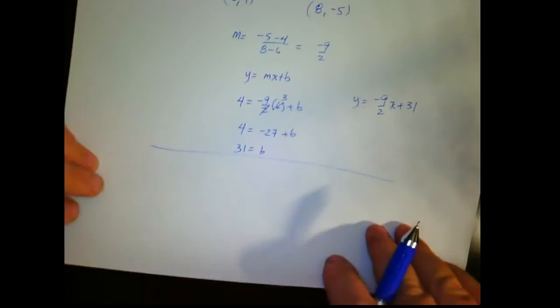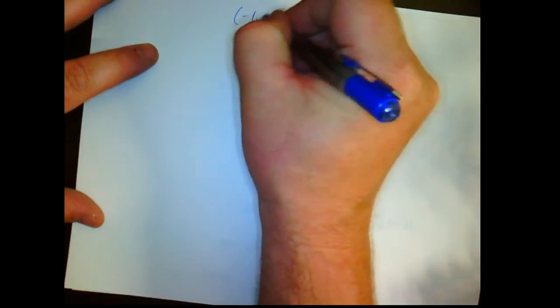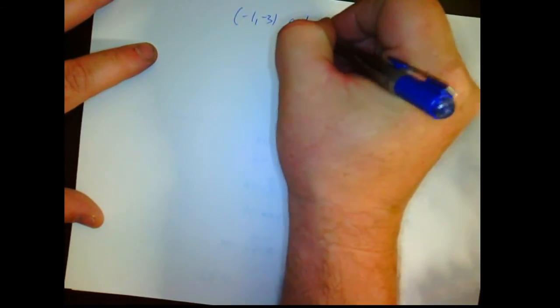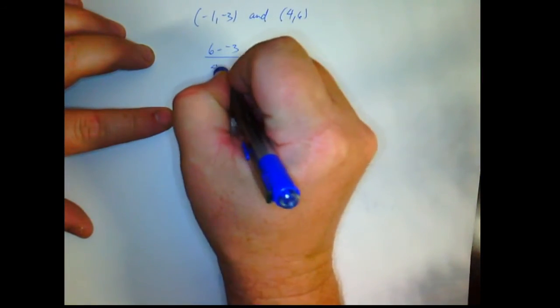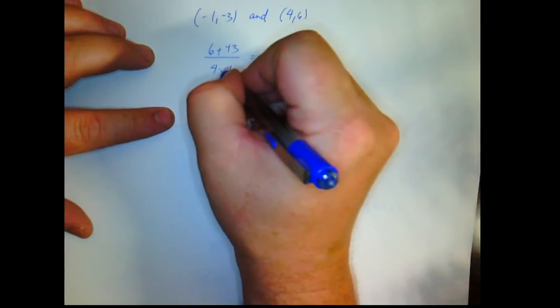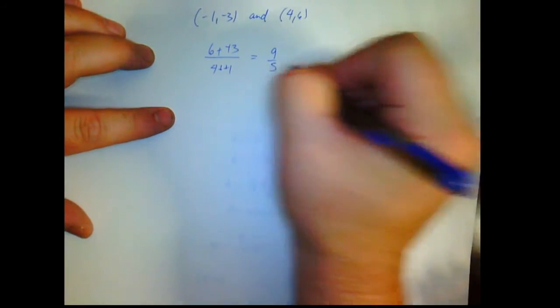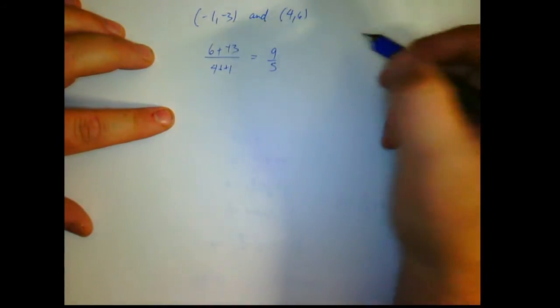Last one for sure, because this is about as difficult as it's going to get, okay? Let's do (negative 1, negative 3) and let's do (4, 6). Okay, so check this out. Same thing. So 6 minus negative 3 over 4 minus negative 1. That's 9 over 5. So we have a fraction. 9/5 is our slope.